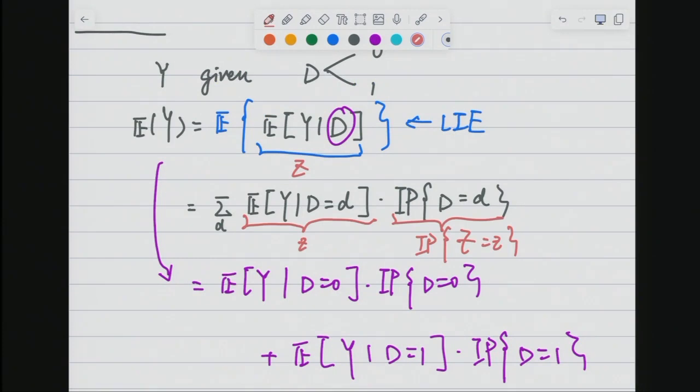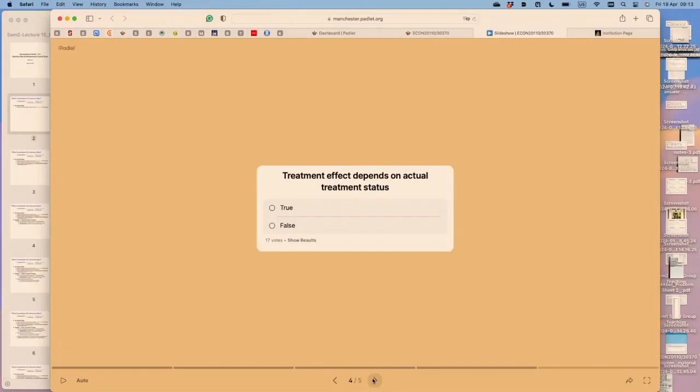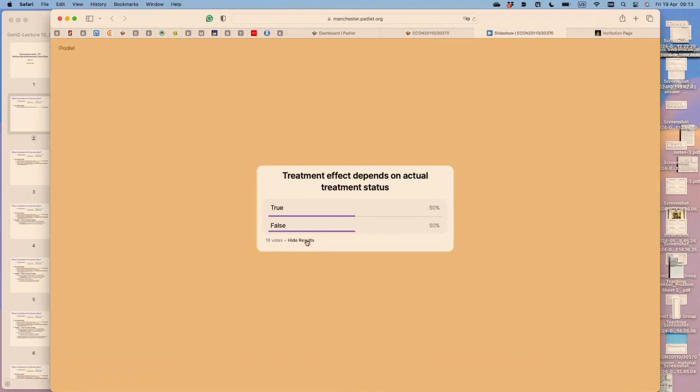Now, the next one is exclusively related to what we covered on Monday. Treatment effect depends on actual treatment status. Can this be a correct statement? Okay, quite a balanced vote. So, this is a false statement. The treatment effect does not depend on the actual treatment status.